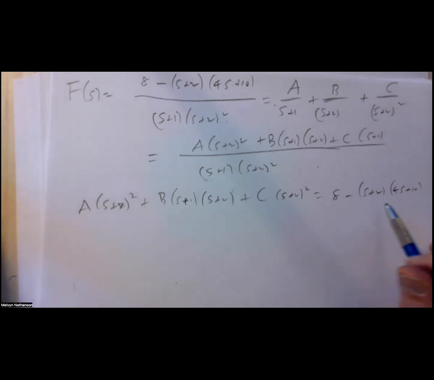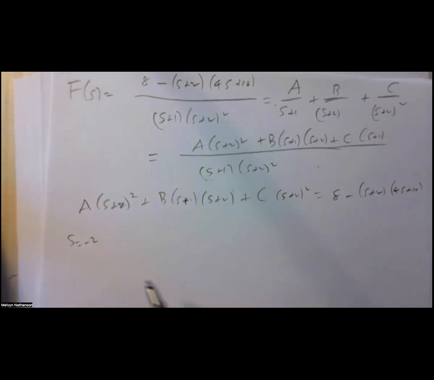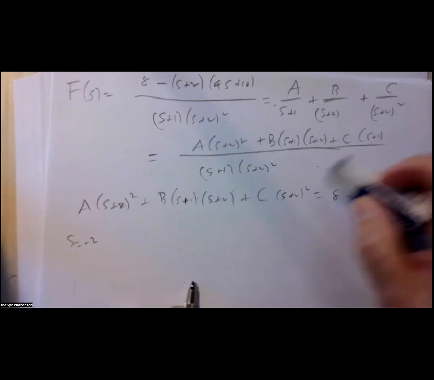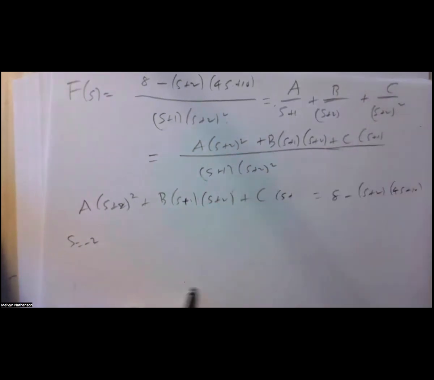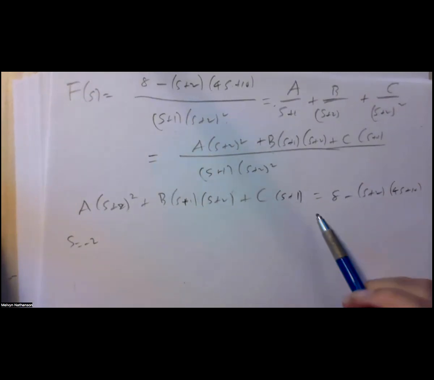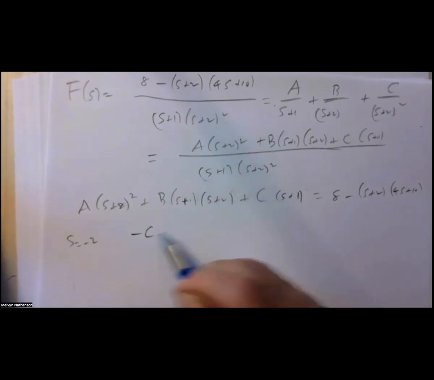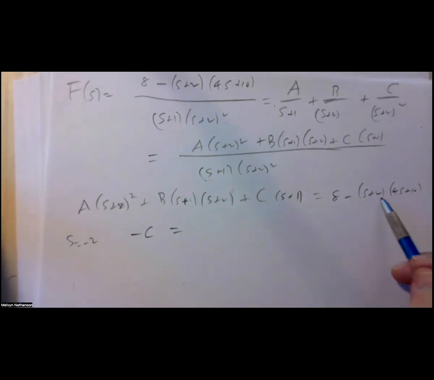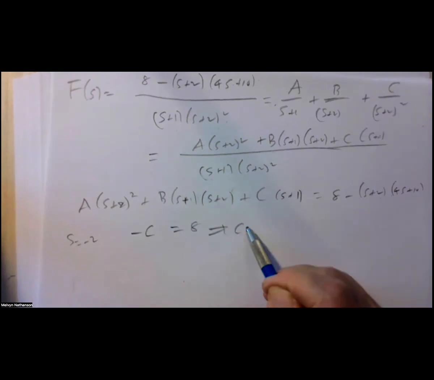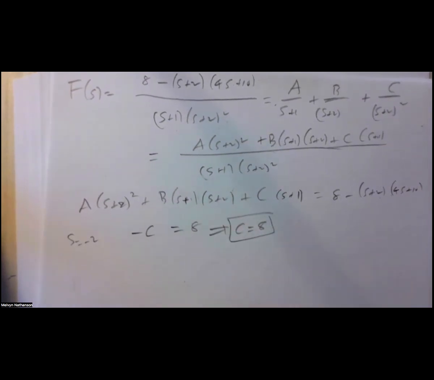A way to do that is just to pick good values for s and see what happens. So for example, at s equals -2, this is 0, this is 0. I get c times (s+1). Write it down properly. At s equals -2, I have 0, 0, minus c equals 8.